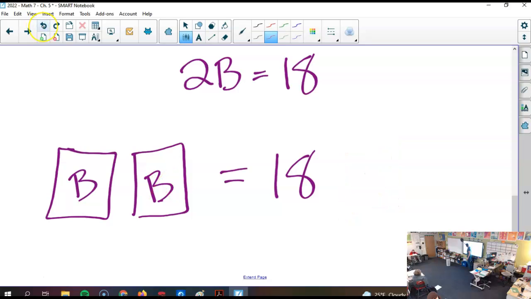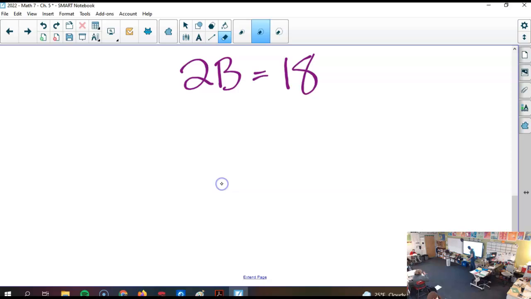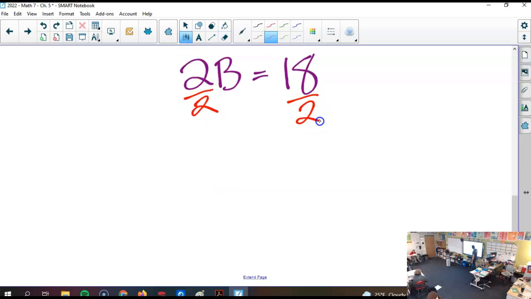If I cut this group in half, I've got to split this up too. And what's 18 when I split it up? Well, it's going to be 9 and 9. So what we draw out on our paper, the work we show, is divide by 2, divide by 2. I would like you to write that down, please. And we get 1b. You can write the 1 or you don't have to.